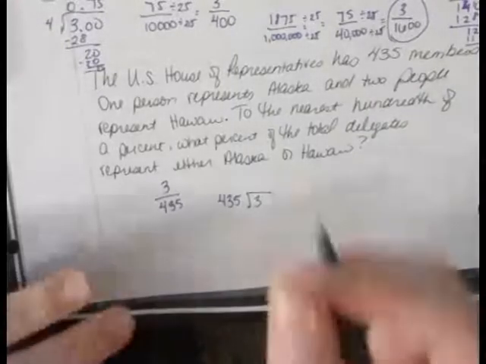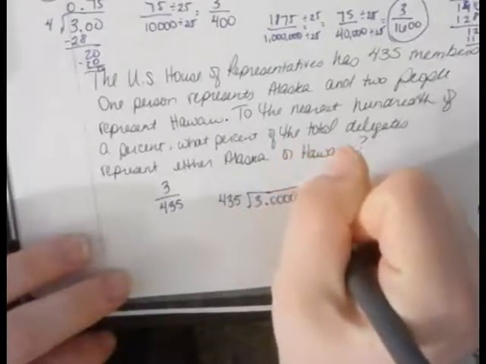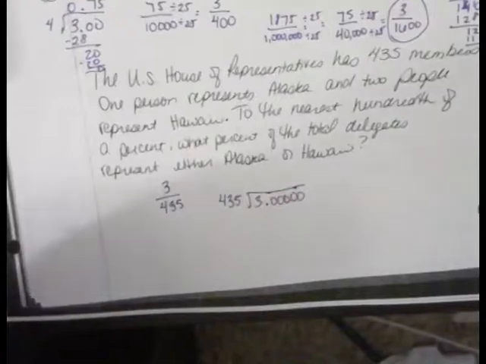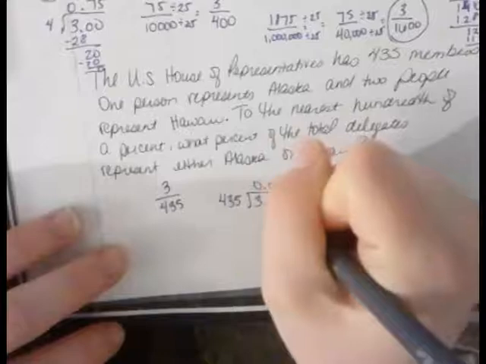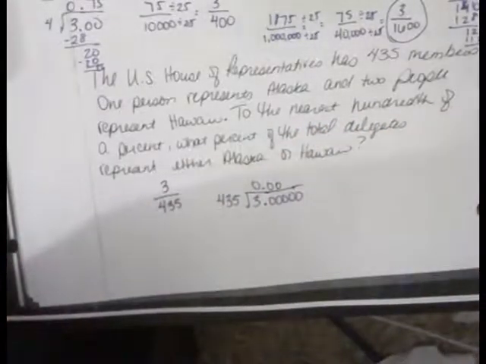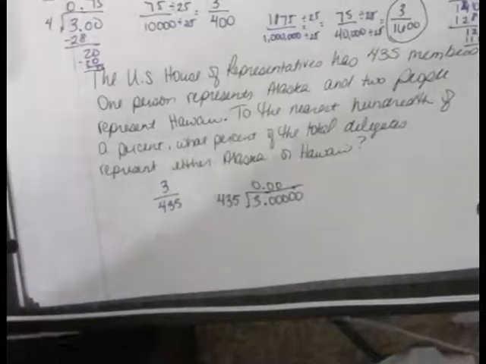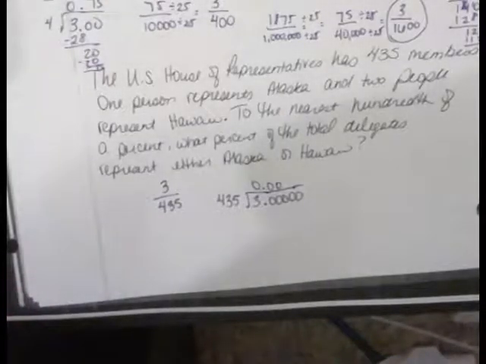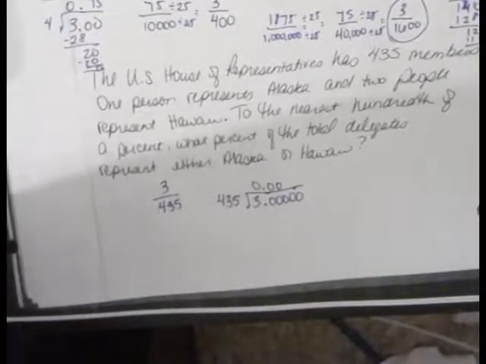435 does not go into 3, so we're going to add some zeros. It does not go into 30. It does not go into 300. It does go into 3,000. So what we can do is we can estimate 435 to about 400. So 400 times 7 would be 2,800, and 400 times 8 would be 3,200. So we want to start about there.